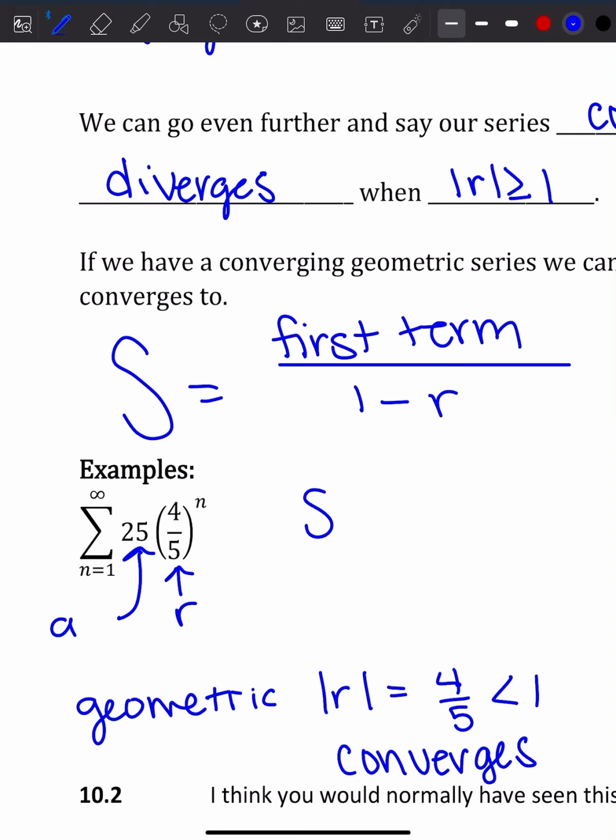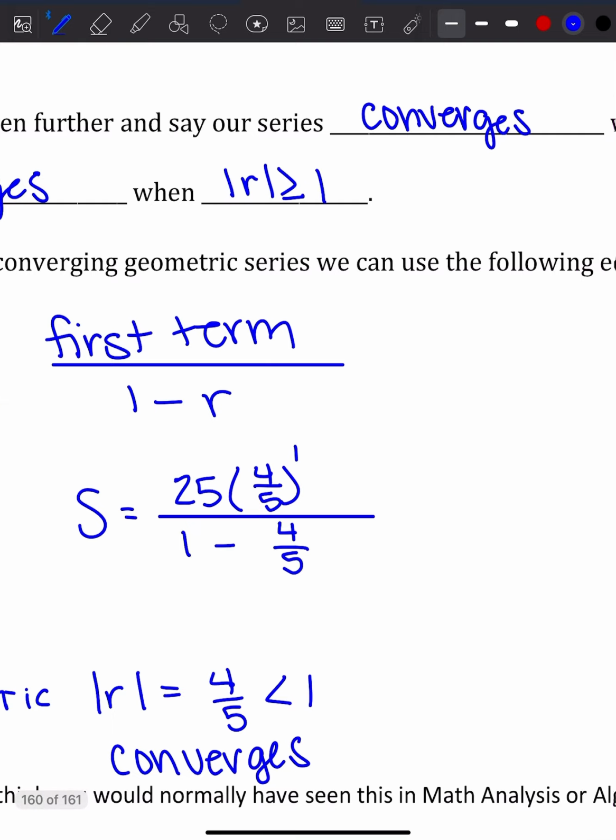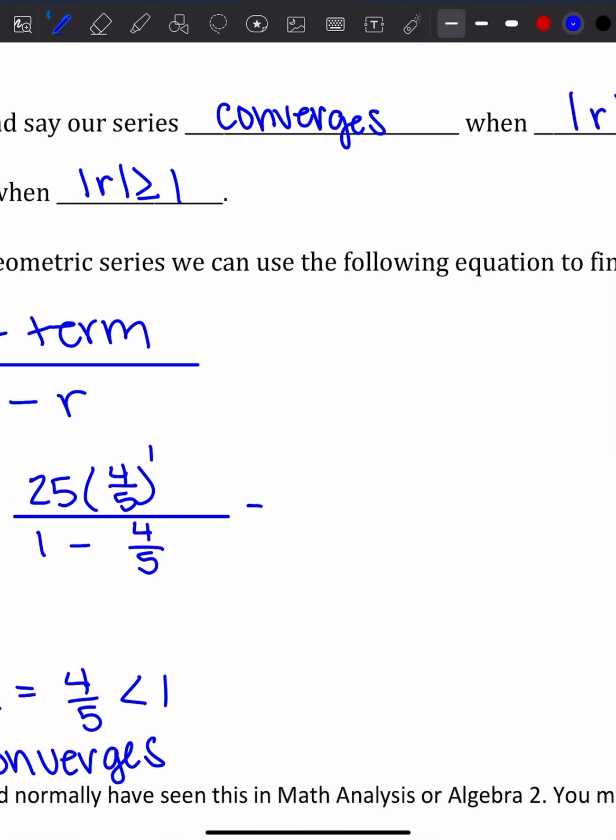So we have our sum is equal to our first term divided by 1 minus r. Well, we already decided r is 4 fifths, so we're going to have 1 minus 4 fifths. And our first term is when we plug in whatever is equal to n into our function. So we have 25 times 4 fifths to the first power.